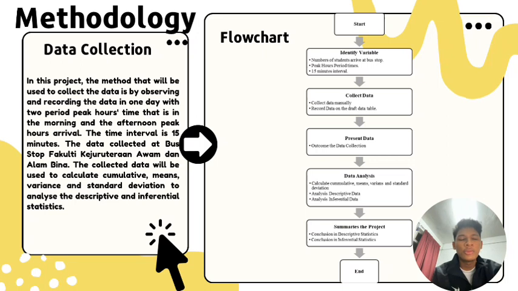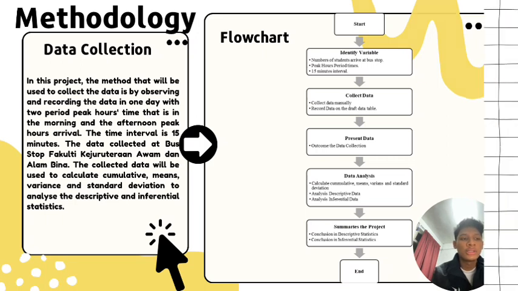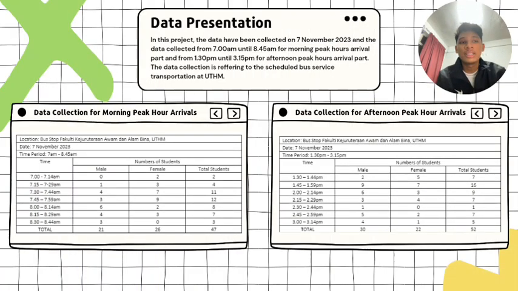Then from the data collection, we make a data analysis. From the data analysis, we calculate the cumulative, mean, variance, and standard deviation. After we get all of that, we analyze by descriptive data and then we analyze inferential data. After that, we summarize the project by making a conclusion in descriptive statistics and a conclusion of inferential statistics. Okay, next part is data presentation.